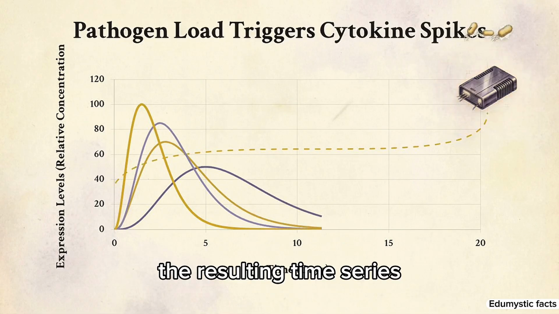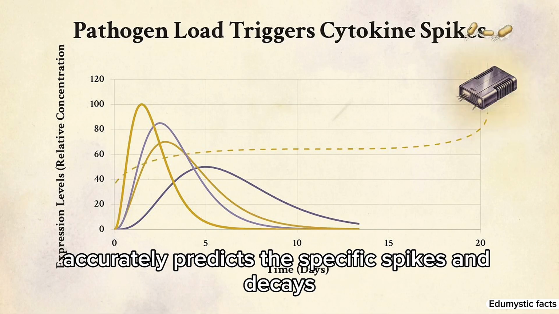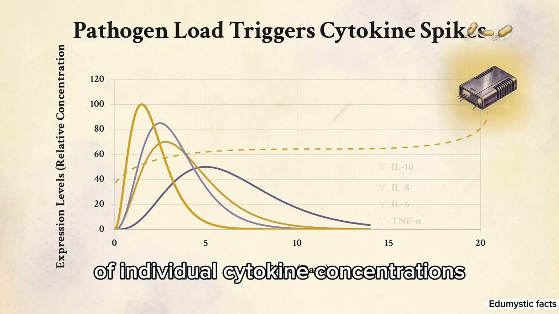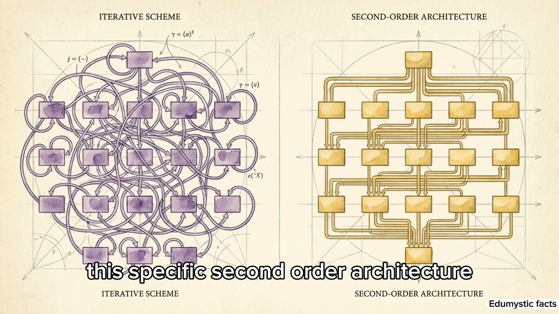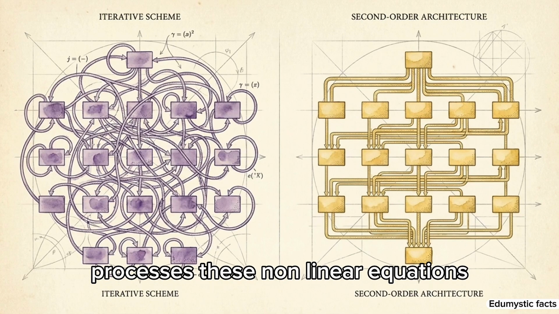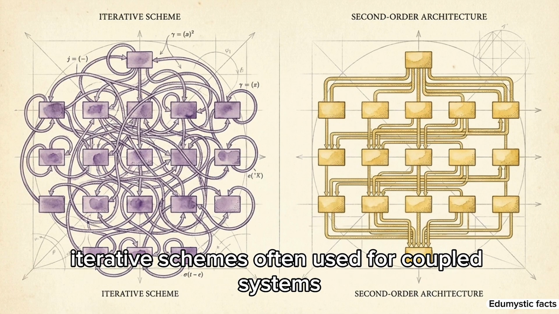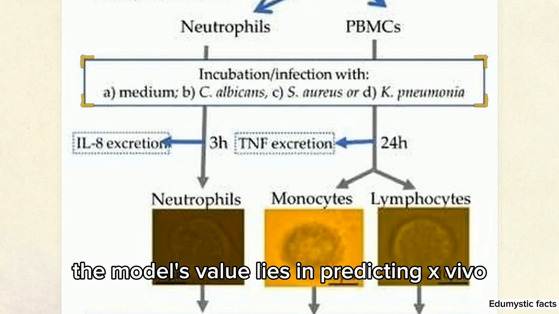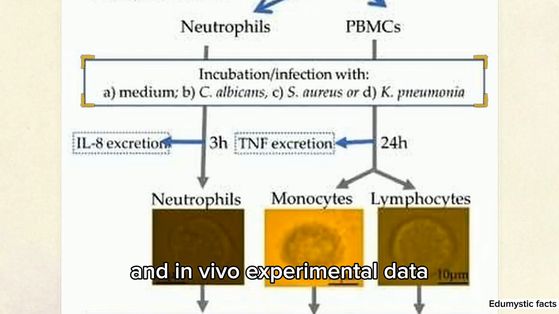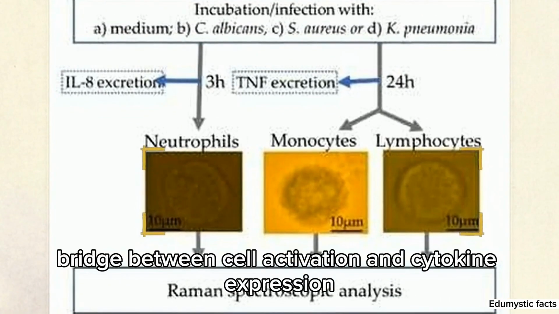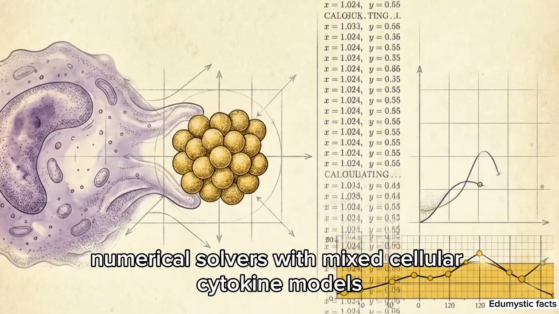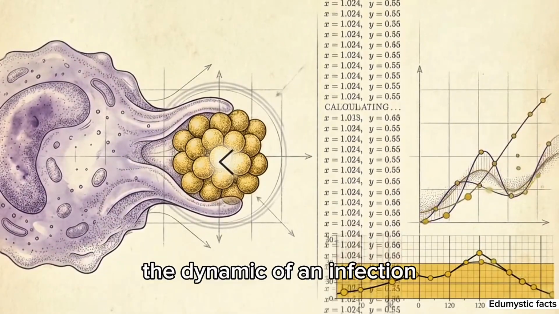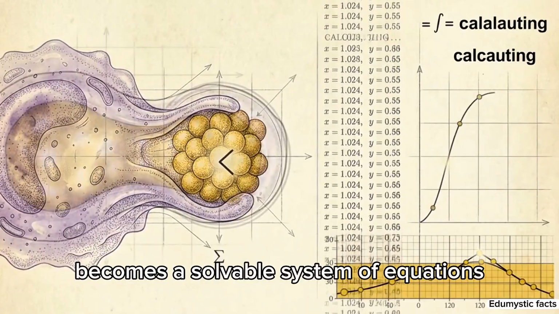The resulting time series accurately predicts the specific spikes and decays of individual cytokine concentrations in response to the bacterial load. This specific second-order architecture processes these nonlinear equations with higher efficiency than the standard iterative schemes often used for coupled systems. The model's value lies in predicting ex vivo and in vivo experimental data, providing a computational bridge between cell activation and cytokine expression. By pairing rigorous numerical solvers with mixed cellular cytokine models, the dynamic of an infection becomes a solvable system of equations.